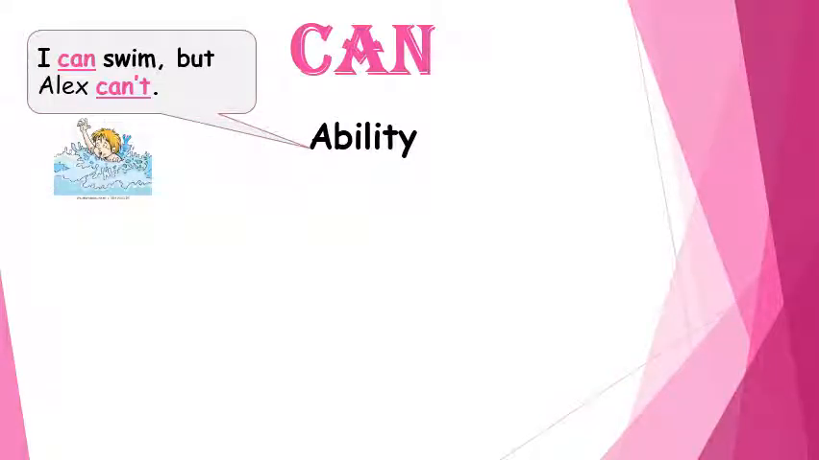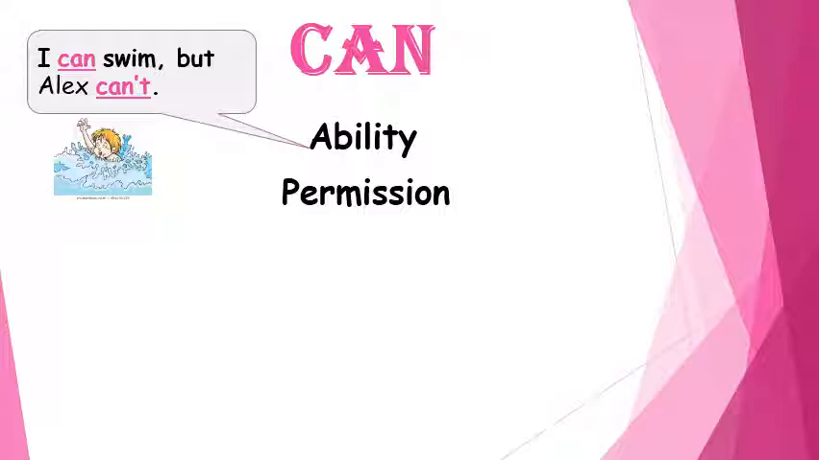So let's see the modals that we have in English. The first one is the modal can. Can may express ability, for example: I can swim but Alex can't. I can swim but Alex can't. So ability, to be able to; we can replace it and say I am able to swim. So this sentence expresses ability.